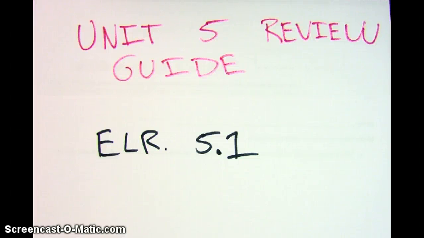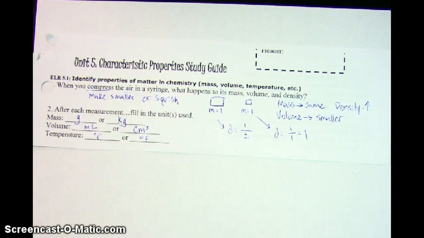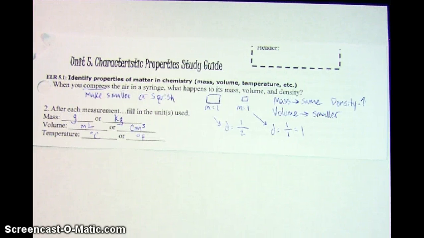This is the Unit 5 review guide, the first video for ELR 5.1. Here are the questions that went with 5.1. Number 1 says, when you compress the air in a syringe, what happens to its mass, volume, and density?